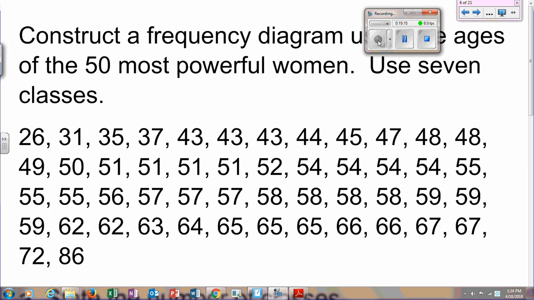Now I want you to pause the video and construct your own frequency distribution of the ages of the 50 most powerful women. Use 7 classes. This one, at least we listed it out from the lowest to the highest. Makes it a little nicer, actually.